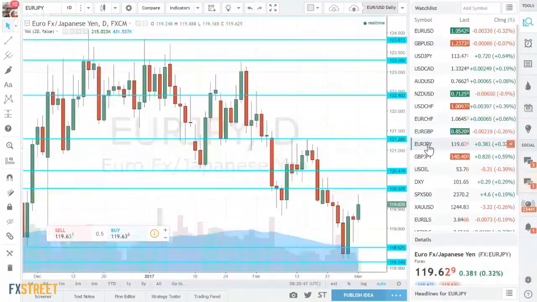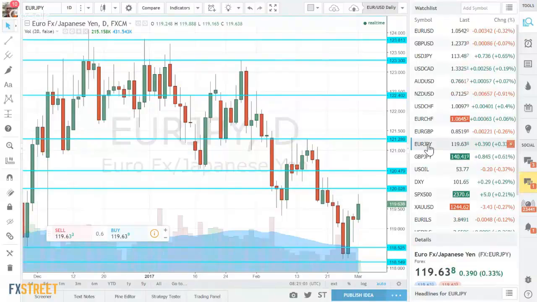Euro yen just under 120 at the moment. 120 serves as resistance. Currently we are at 119.60. So further above we have 120.50, 121.30, resistance in January and also support beforehand.